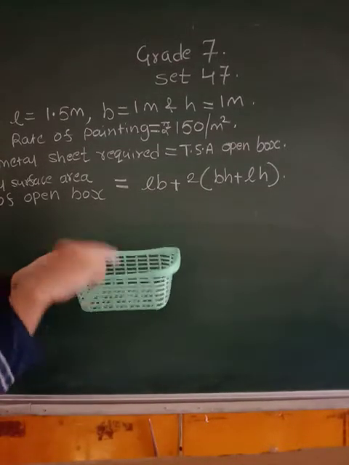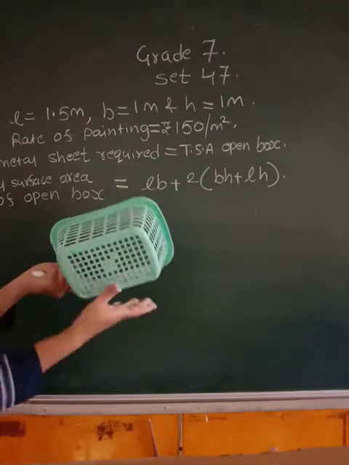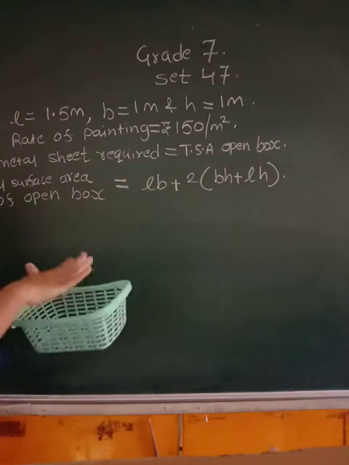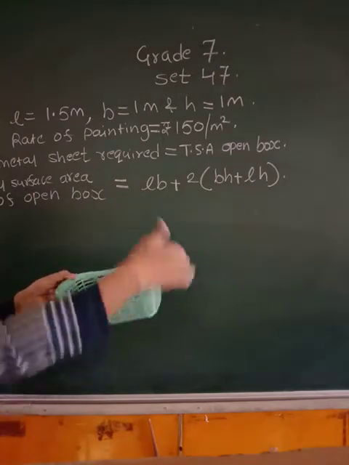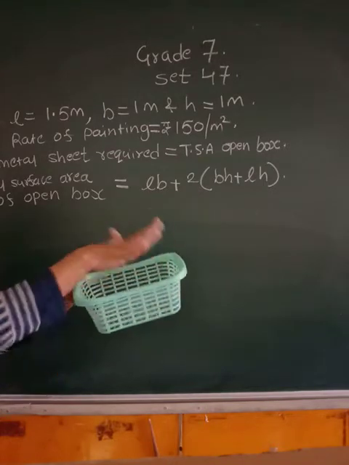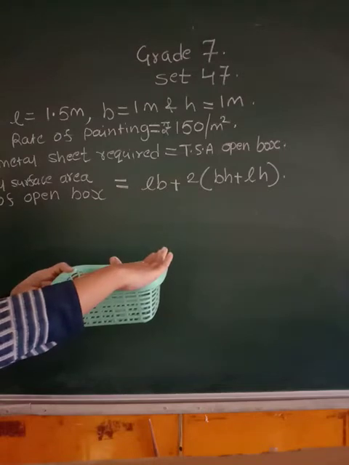Remember, the top portion is missing. So this and this are the same, and this is length into breadth. So the total surface area of this box will be only 5 surfaces: 1, 2, 3, 4 and 5. Are you understanding? The top portion is missing, so there is no lid to include when calculating the total surface area.